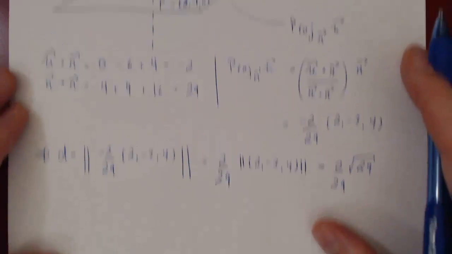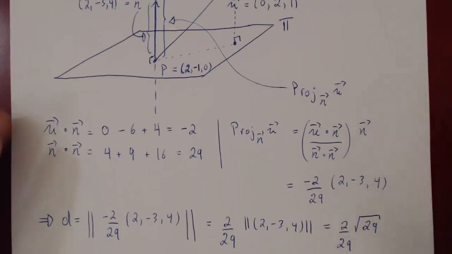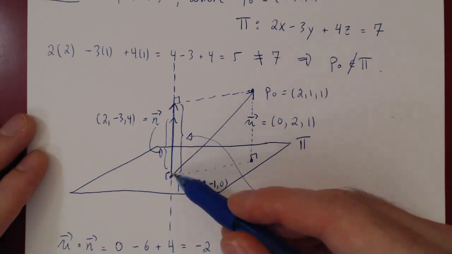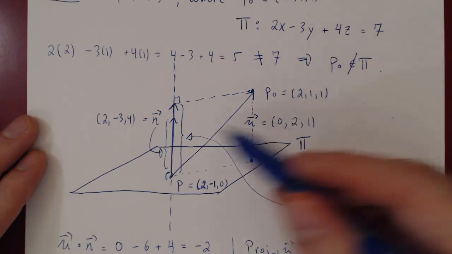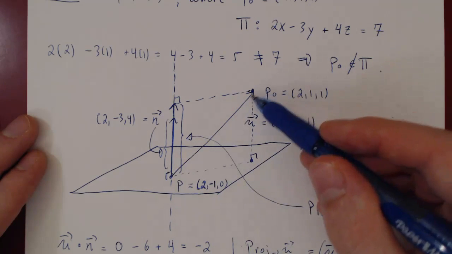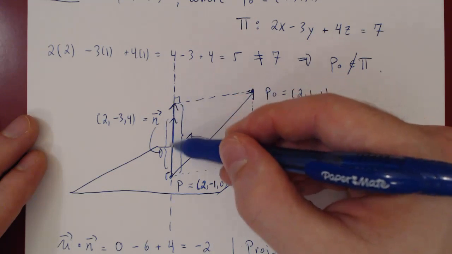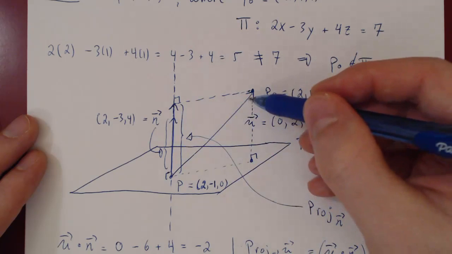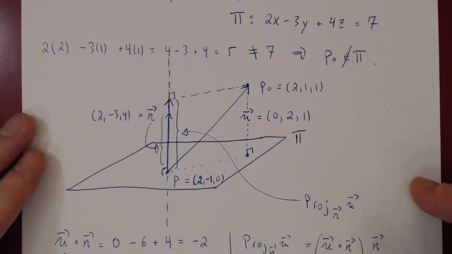And that's it. And you see once again, with the help of the picture, we have a remarkably simple solution. Find any other point on the plane, so any point that solves this equation, form the vector u, project the vector u onto the normal vector of the plane, and the length of the vector obtained is exactly the distance between the point P0 and the plane pi.